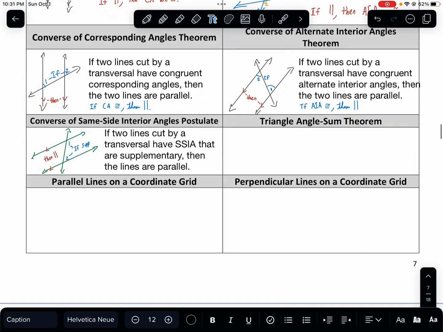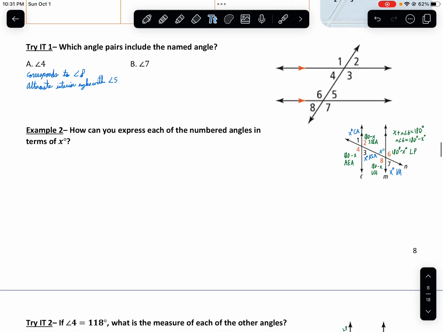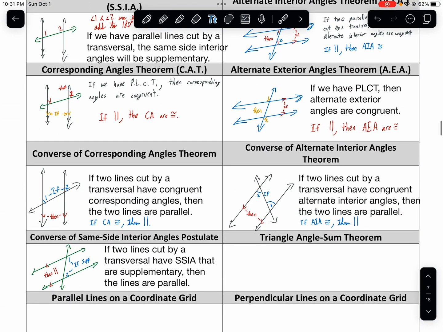Look at that. We're almost done with this whole page. We got the triangle sum theorem, parallel lines on a coordinate grid, and perpendicular lines on a coordinate grid to go through last. So with that said, I hope you have learned a lot and you've kind of focused on those supplementary angles, those corresponding angles, and those alternate interior angles, and how they work backwards.